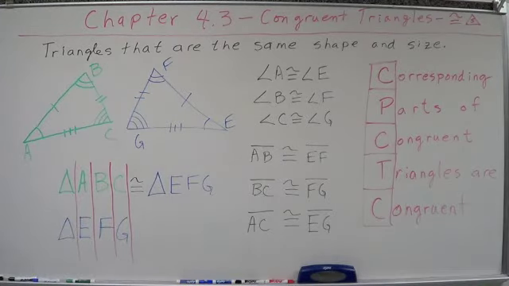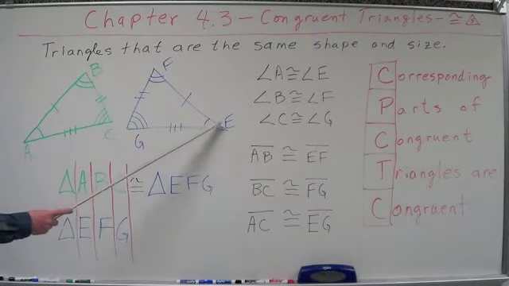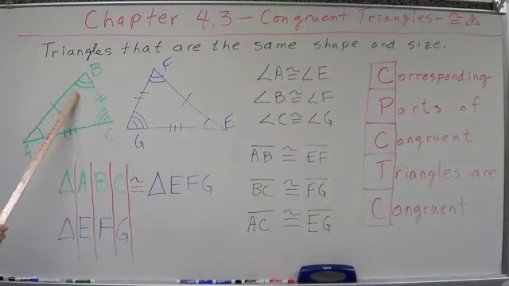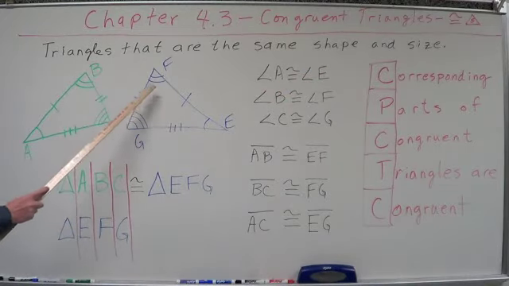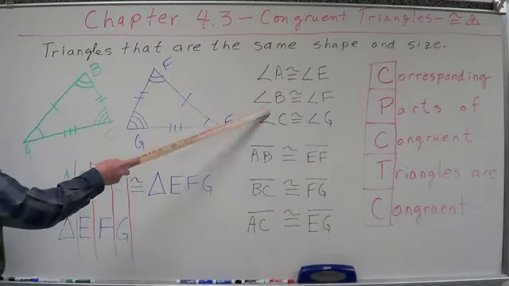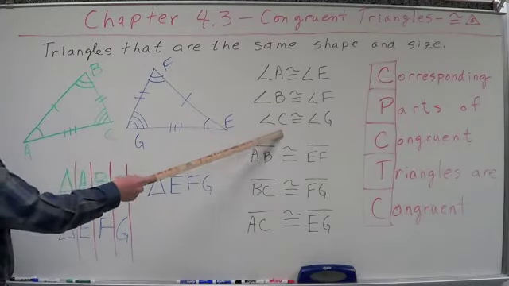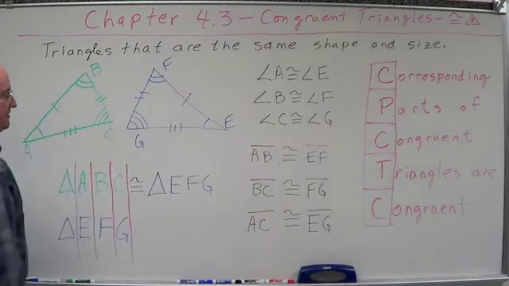Okay? Now, the same thing, we have one arc at A and one arc at E, which says that angle A is congruent to angle E. Two arcs at B, two arcs at F, which say that angle B is congruent to angle F. Three arcs at C, three arcs at G, which say that angle C is congruent to angle G.